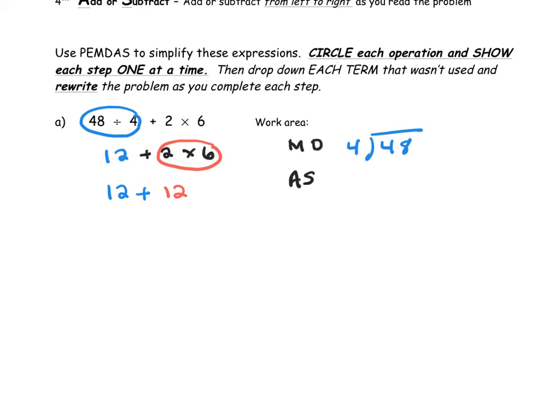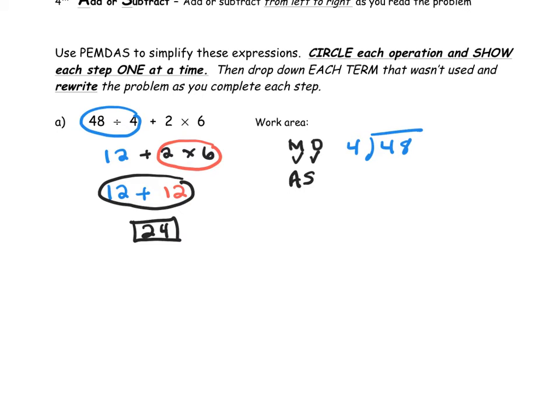If you said add 12 plus 12, you're correct. In fact, that happens to be the only thing that's left, but we're done with all of our multiplication, all of our division, and so this makes sense as the final step. What is the final answer? The final answer is 12.